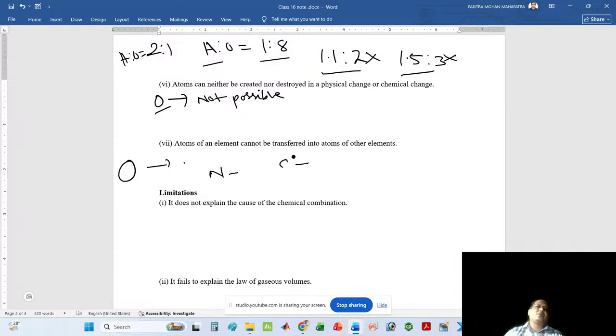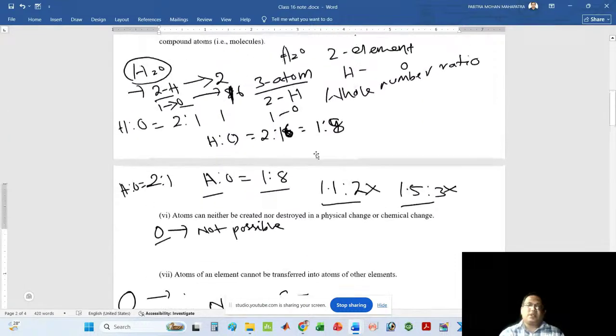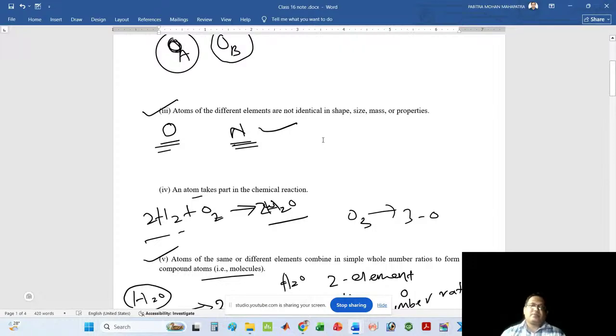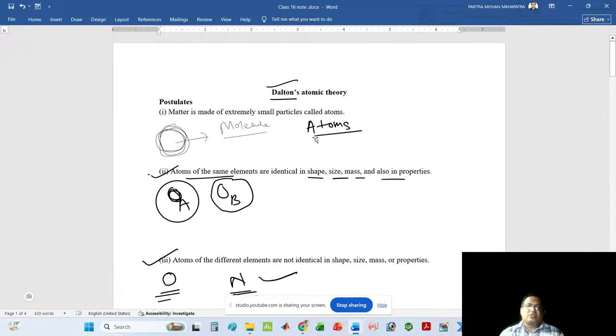But remember, after a few years, it was said that these postulates have some limitations. These postulates are not applicable to all examples. Nowadays, one atom can be transformed into another atom by nuclear reactions, and atoms can be destroyed and can be created. So these are the preliminary points, Dalton's initial atomic theory. It discusses the composition of the atom, but it does not give the structure of the atom.